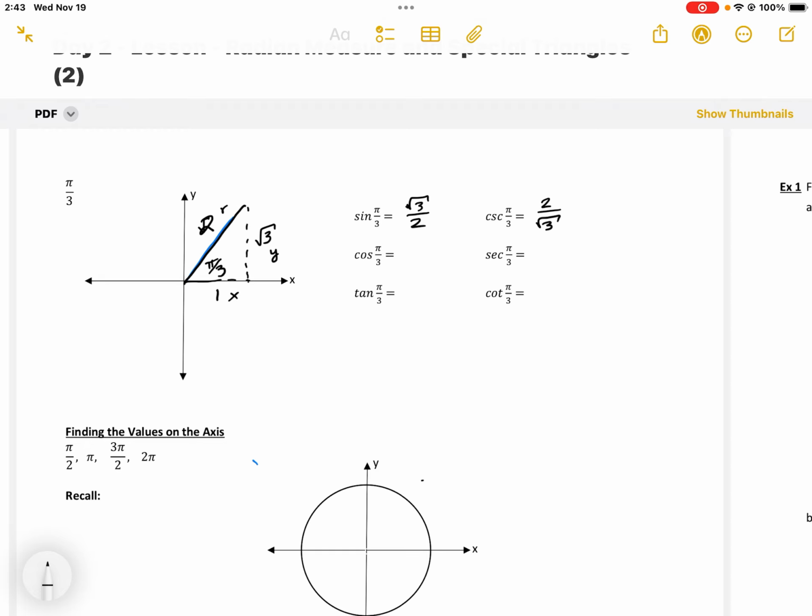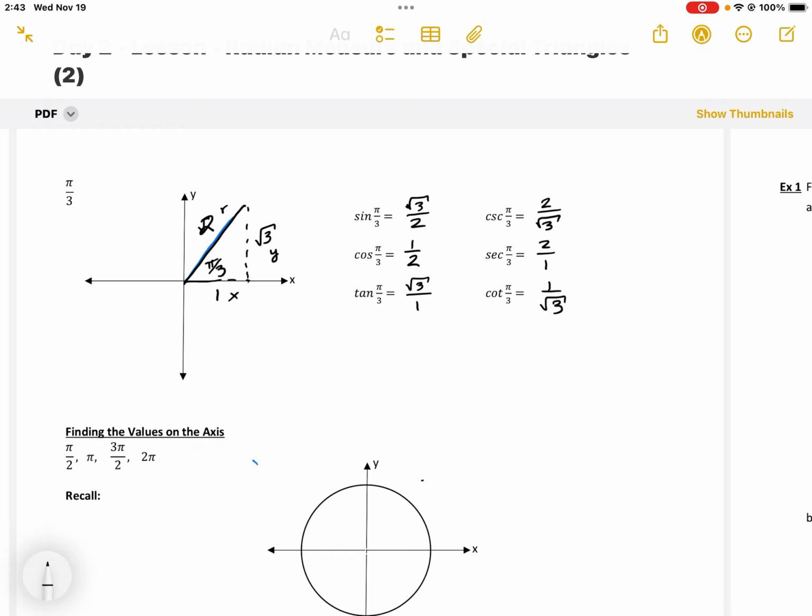Cosine of pi over 3 is the adjacent over hypotenuse, or x over r, which is 1 over 2. The reciprocal of that is 2 over 1. The last one is tan, which is y over x, which is root 3 over 1, and then cotan is 1 over root 3.